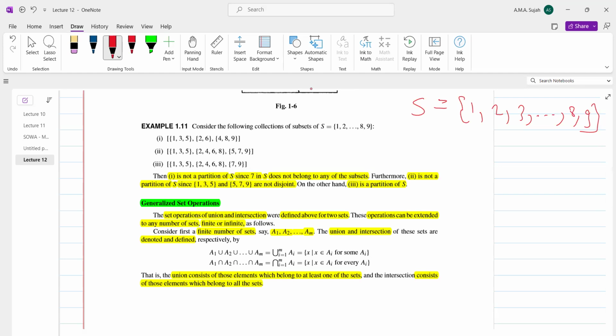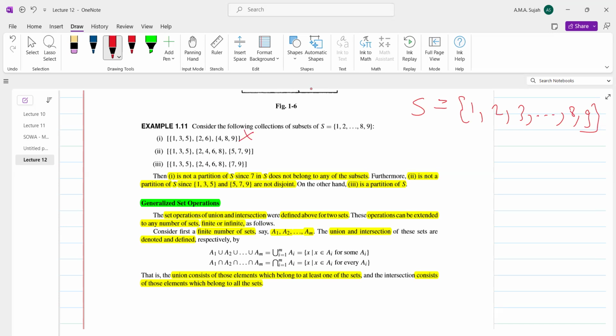So if you look here, the set S contains 9 elements, 1 to 9, right? So you need to check all the 9 elements belong to one of the partitions. 1 is there, 2 is there, 3 is there, 4 is there, 5 is there, 6 is there, 8 is there, 9 is there. 7 is missing, right? So 7 does not belong to any partition. So we cannot say it is a proper partition, right?